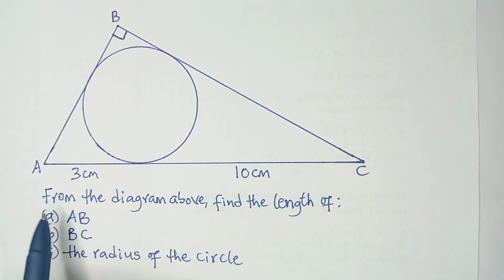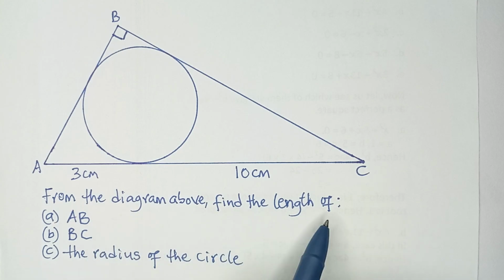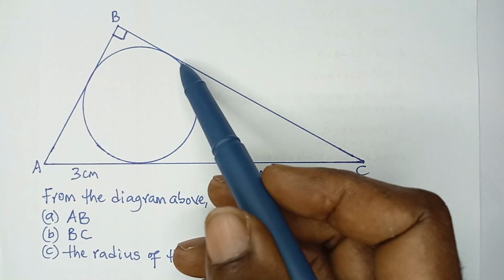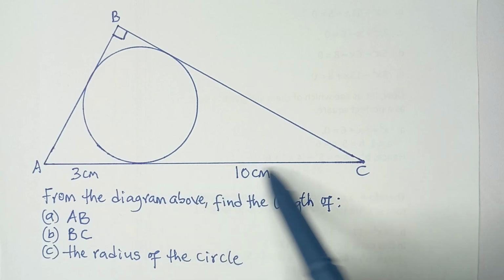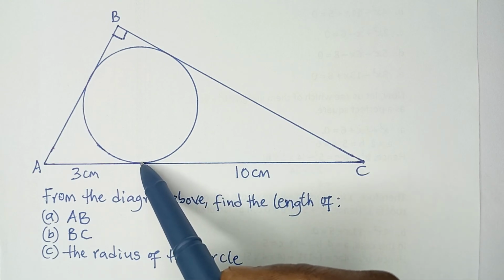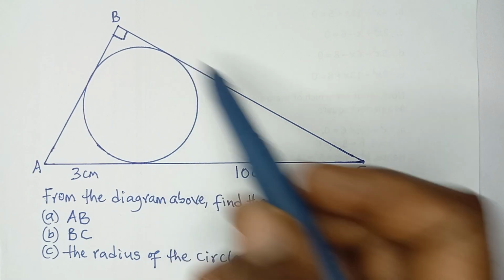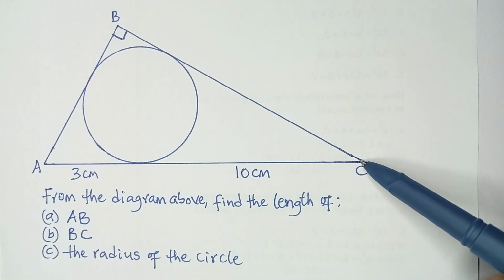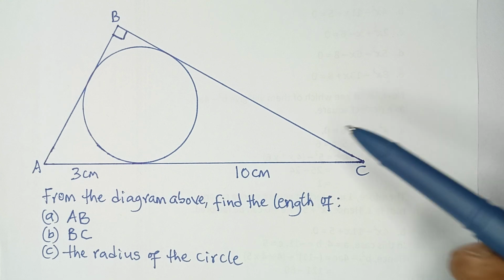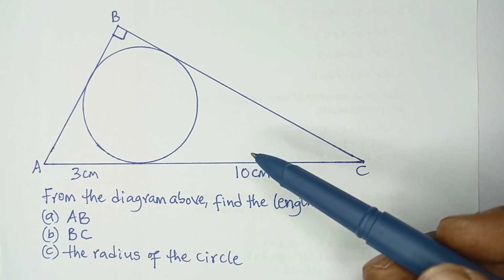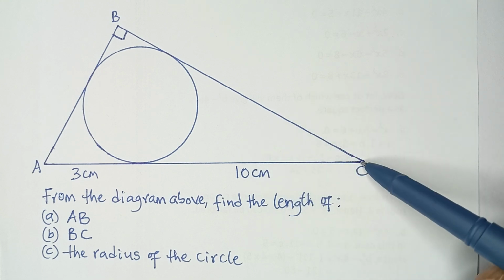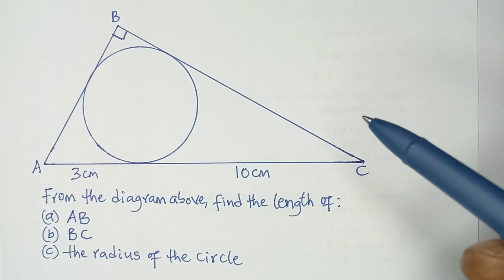The question says, from the diagram above, find the length of AB, BC, and the radius of the circle. Now, if you look at these two lines here, they are tangent to this circle. That means the two lines are touching the circle at this point. So, the two tangents are coming from an external point. Two tangents from an external point are equal. There's a circle theorem that states that tangents from an external point are equal.